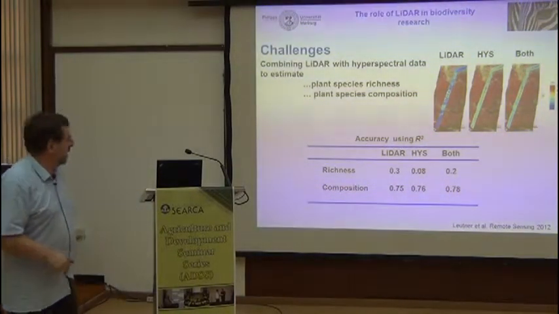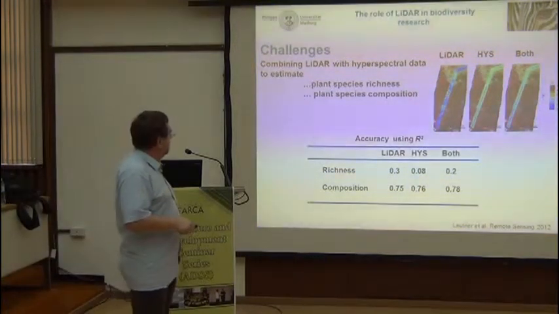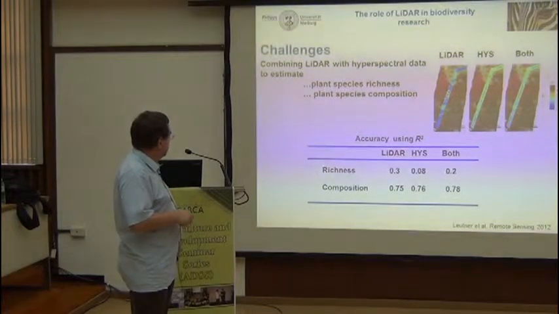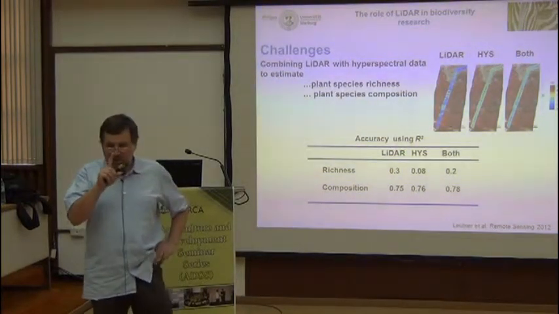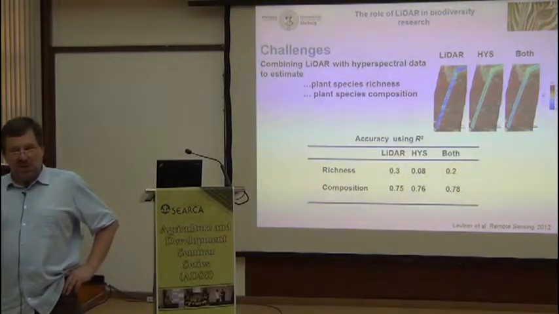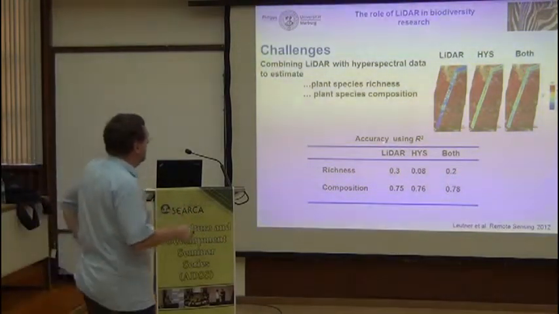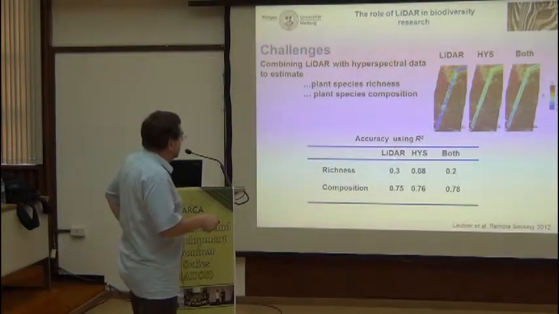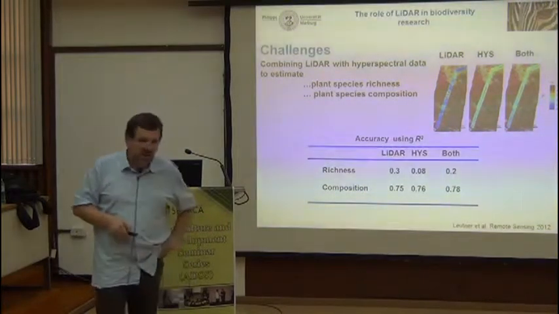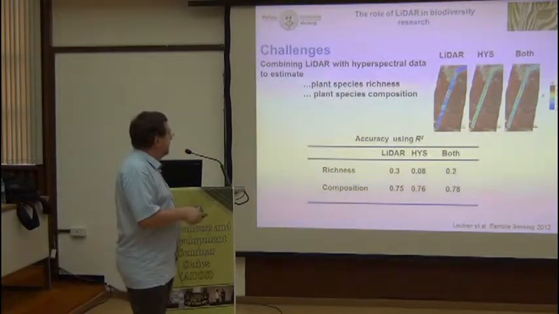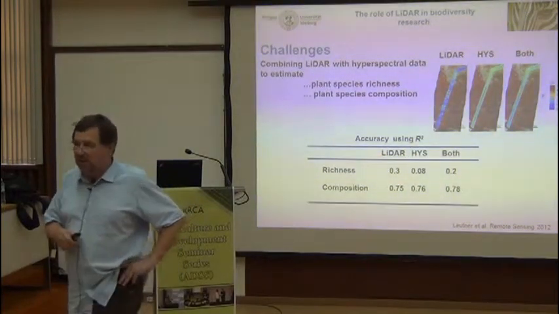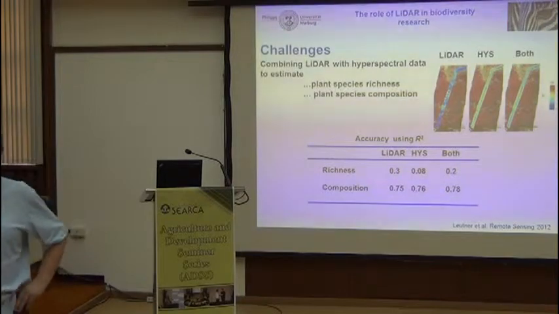and then use the reflectance of these different spectral bands for predicting species richness. You have here only a very simple look at the richness of plant species, because the reflectance of plant species is much closer than the reflectance for the habitat of an animal. So when you look here at the richness, LiDAR gives you a predictability of 30%, and hyperspectral data 8%. And if you combine both and you hope that it gets better, it gets worse.